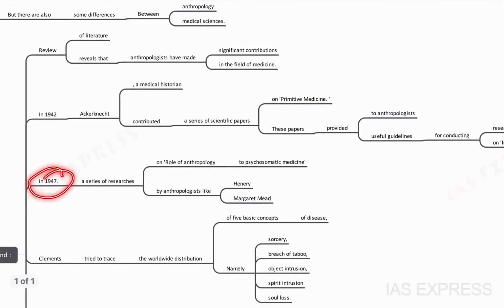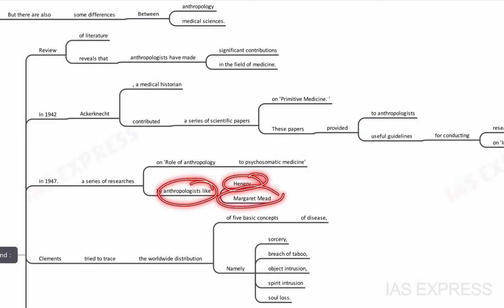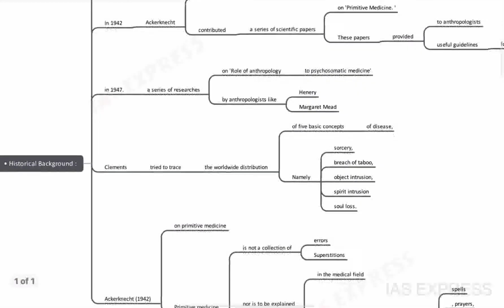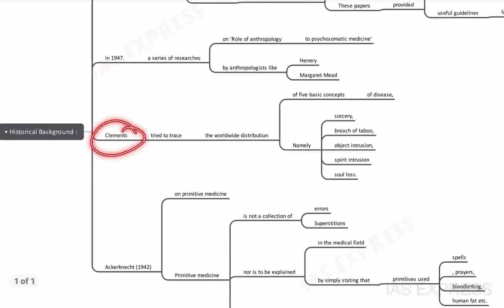In 1947, a series of researches on the role of anthropology in psychosomatic medicine by anthropologists like Henry and Margaret Mead also contributed to the development of medical anthropology. Clements tried to trace the worldwide distribution of 5 basic concepts of diseases, that is sorcery, breach of taboo, object intrusion, spirit intrusion and soul loss.